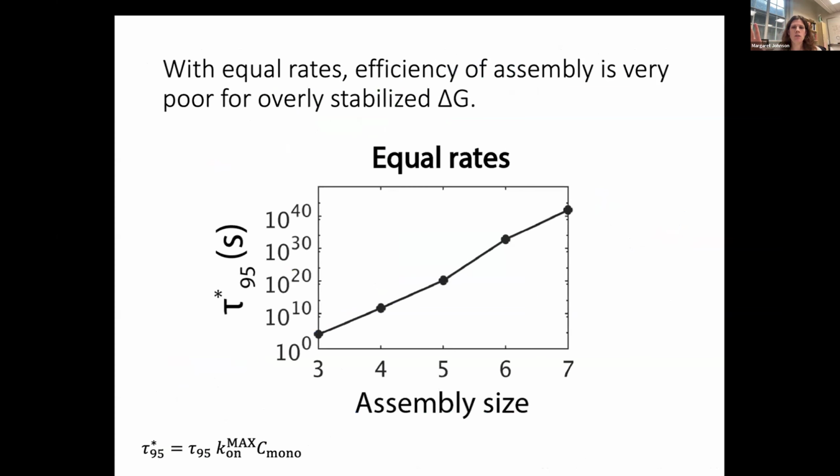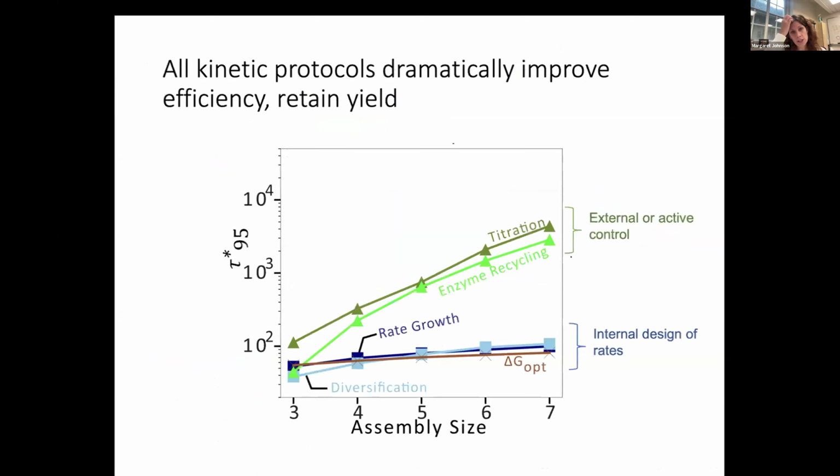And just to remind you again that the efficiency of the assembly for these systems that we generated is very poor because we overstabilized the delta G. So you can see these have ludicrous timescales. This is much longer than the age of the universe, trying to get these things to reach their maximal yield. And so when we use these kinetic protocols, so we define them, and then we use autodiff to say, what are the rates? They all dramatically improve the efficiency, and they retain this very high yield.